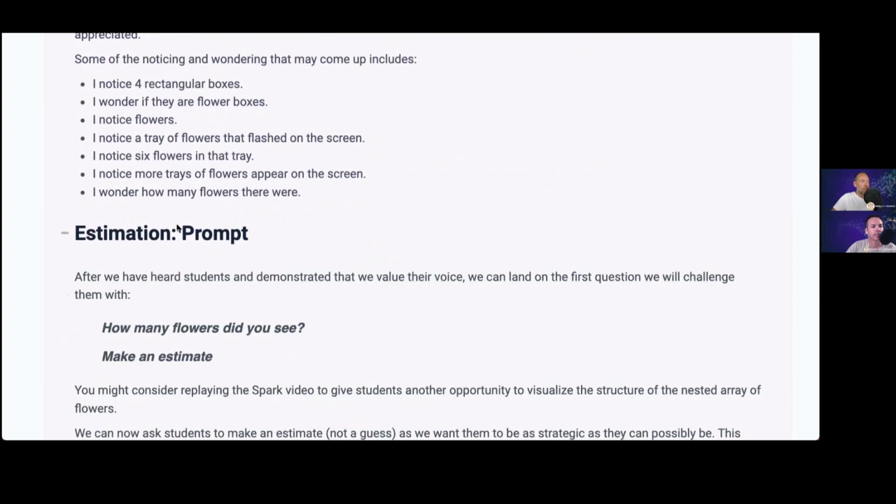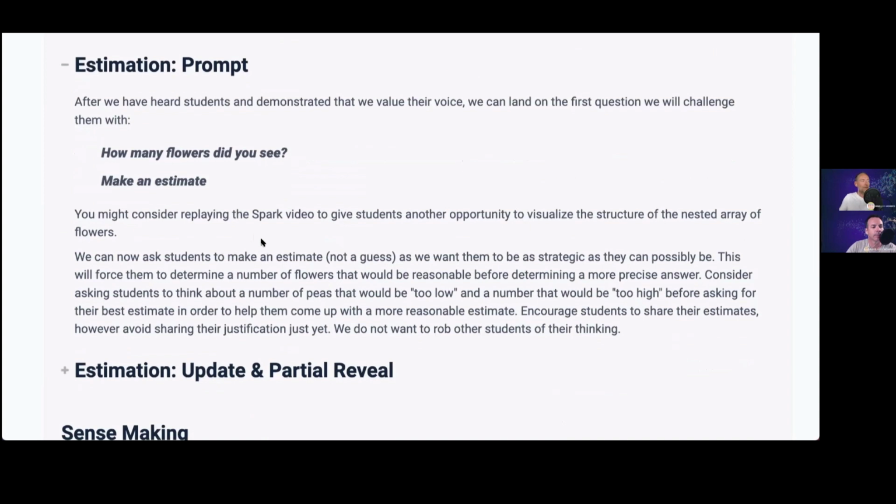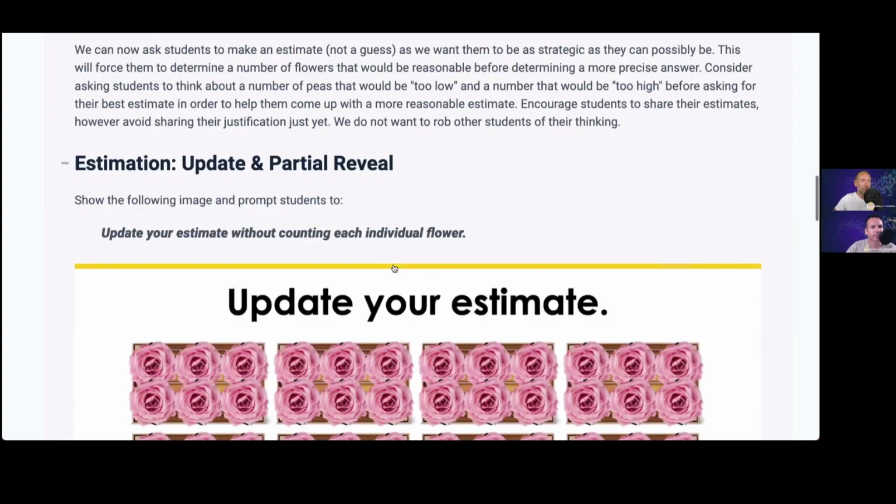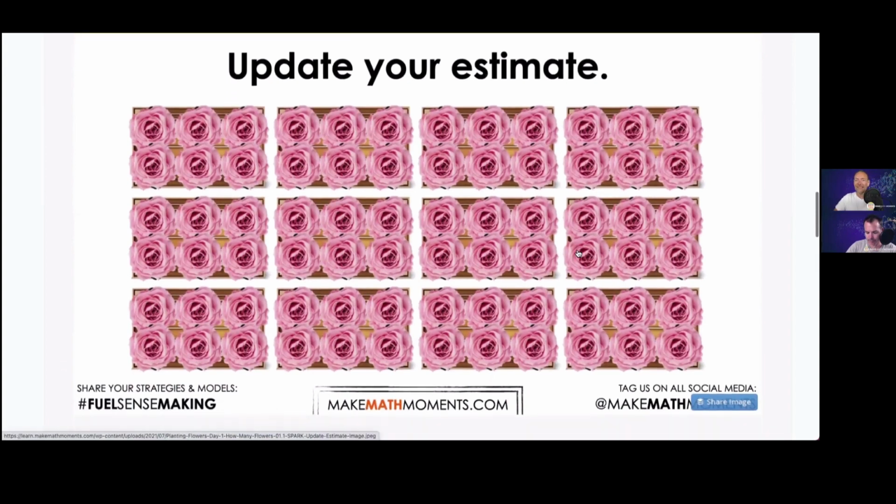And then we're going to eventually land on a prompt, and we're going to have them actually estimate how many flowers they think they saw. And again, this is very low floor because it's very visual. Some students may have looked at all the flowers. Other students may have really quickly subitized, using conceptual subitizing, to see that every flower pot had 6 flowers in it, I believe. I'd have to double check that now, but I think that's what I saw. And that's what students are going to be thinking too when they make this estimate. I think I saw 6 flowers. Maybe it was 8 flowers.